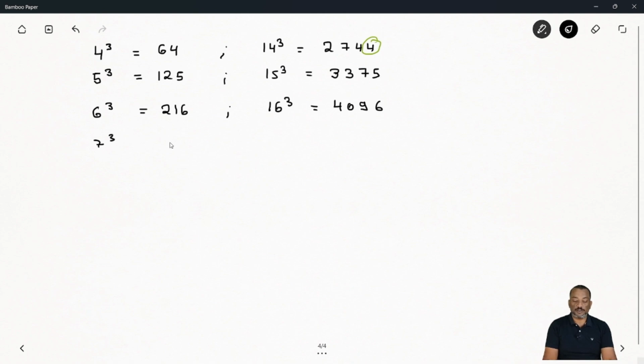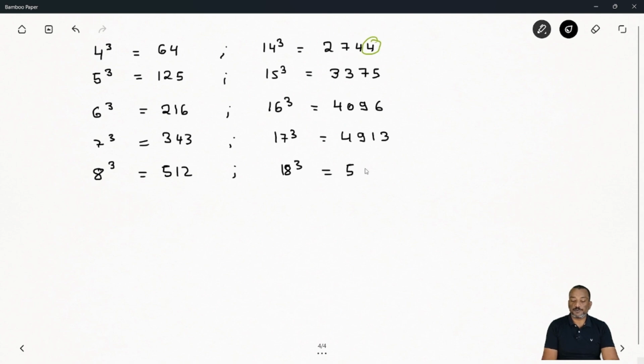Now 7 cube you can apply. So 7 cube you can see when you apply, you will get 343. Now same way you can apply 17 cube. So 17 cube, you will get 4913. Okay. Now 8 cube, you can apply. So you will get 512. Now 18 cube, you can apply it. So you will get 5832. Okay. And 9 cube, you will apply it.